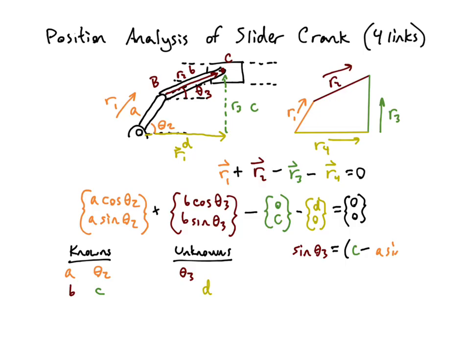If we go through and solve for them, we can see that theta 3 is equal to the inverse sine of C minus A sine theta 2, divided by B. And D is equal to A cosine theta 2 plus B cosine theta 3, which is nice and convenient. We can just take that D to the other side. So now let's go ahead and set up MATLAB.